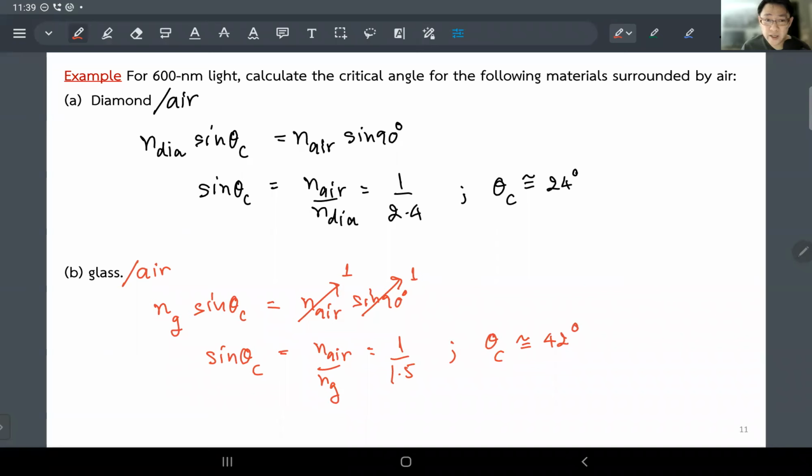What can you conclude out of this? Do you notice something here? That's the purpose of this exercise. The diamond-air pair takes only 24 degrees for you to hit the total internal reflection. But for the glass-air pair, it takes up to 42 degrees before you can see the total internal reflection. And this is the reason why the diamond is so sparkling. Does that make sense? Because it's just so easy for you to hit the total internal reflection. That means the light that gets into the diamond has more chance to reflect back out because the critical angle is small.